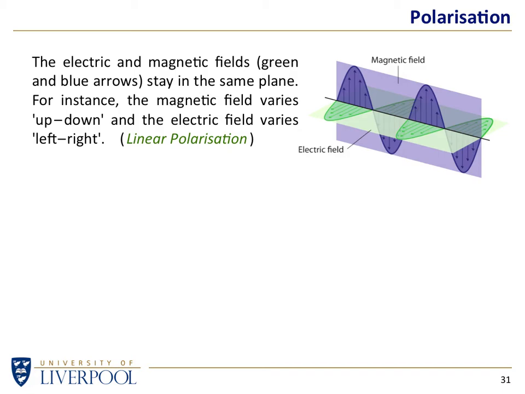So we don't need to worry about what if it is 45 degrees or what if it's a little further over. We just think of how much of the field is polarized that way, how much of the field is polarized that way. There are other types of polarization of light.